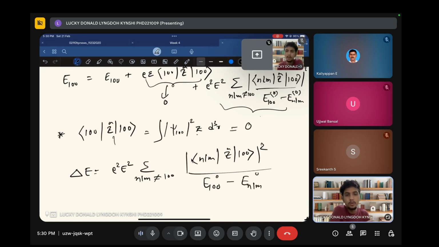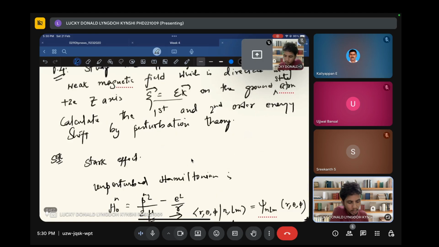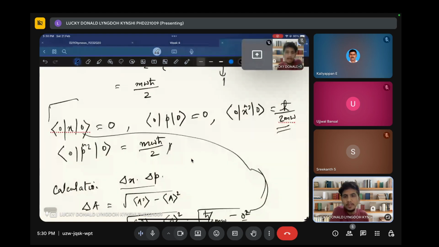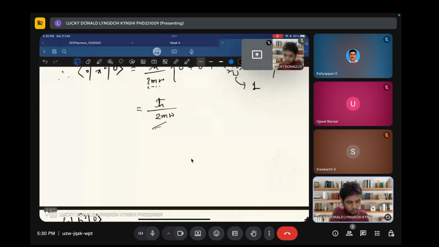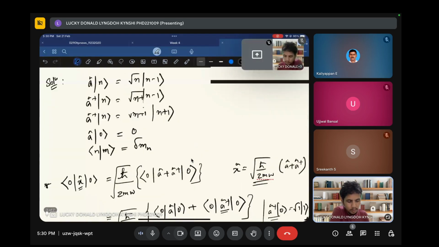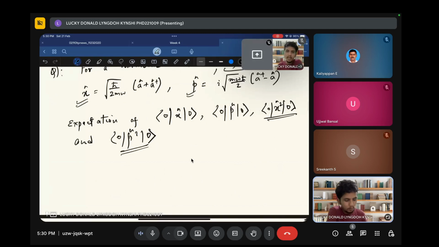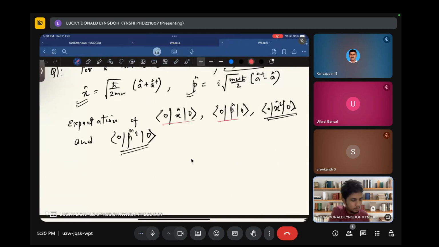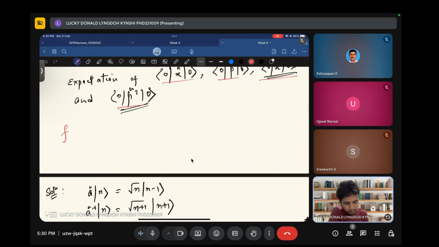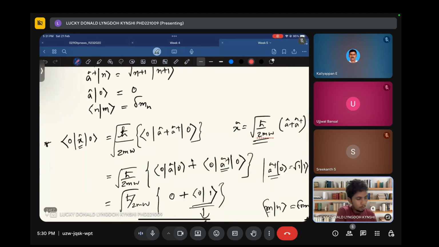For those who just joined, let me just repeat. The first question I solved was from last week, two questions which I hadn't finished. The first was the fifth question, related to the harmonic oscillator, in which we have to find the expectation value of x, expectation value of p, expectation of x squared, and expectation value of p squared, and also find delta x times delta p. This is pretty straightforward. I will also upload these notes in the drive. You can have a look.